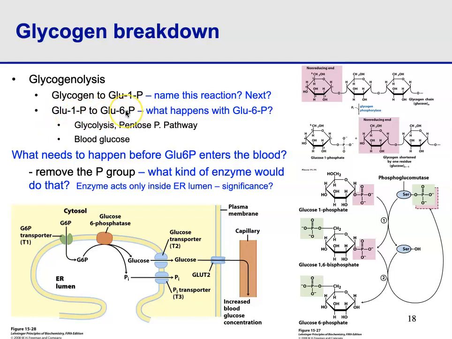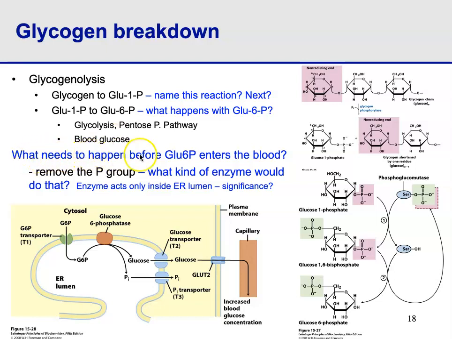Now we have glucose 6-phosphate. Where can we use glucose 6-phosphate? Glycolysis, the pentose phosphate pathway, for energy. What else can we use glucose 6-phosphate for? Well, we can use it to replenish blood glucose levels so that there will be a sufficient amount to provide energy for the brain.